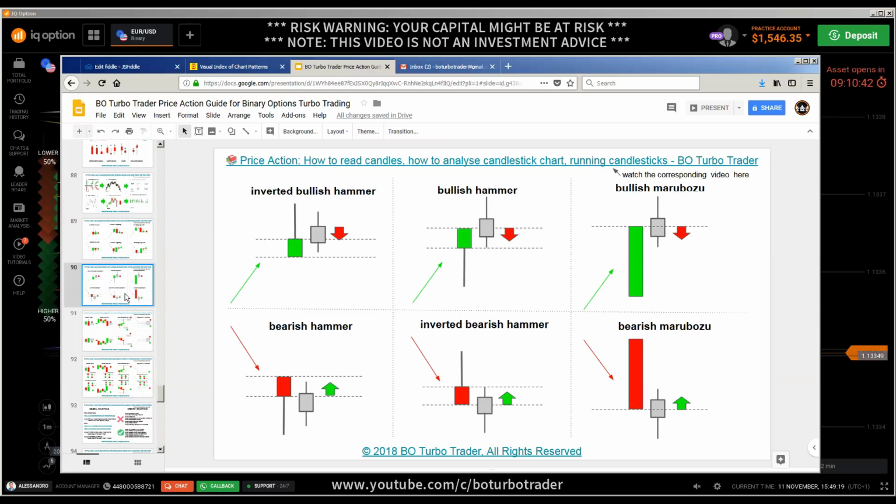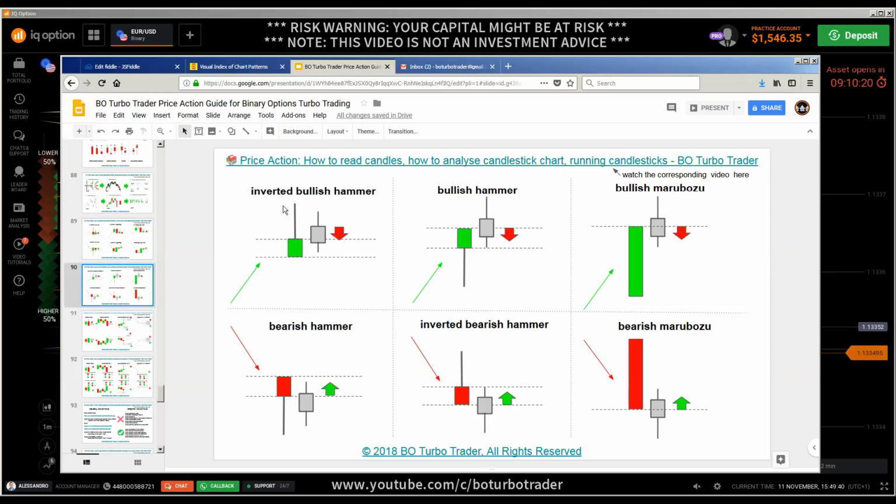And then this part: how to read candles, how to analyze a candlestick chart, running candlesticks. This is also important because it tells you a lot. That is a process of elimination. If one thing doesn't happen like you expect, you have to change your mind and go in the other direction. Yes, because that is what I'm telling you.